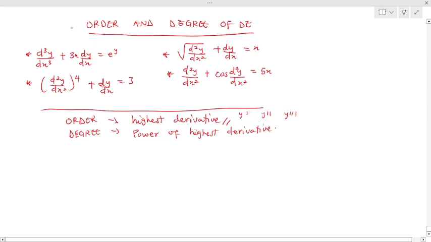y prime is the same as dy over dx. y double prime is the same as d squared y over dx squared. This is the same as d cubed y over dx cubed.